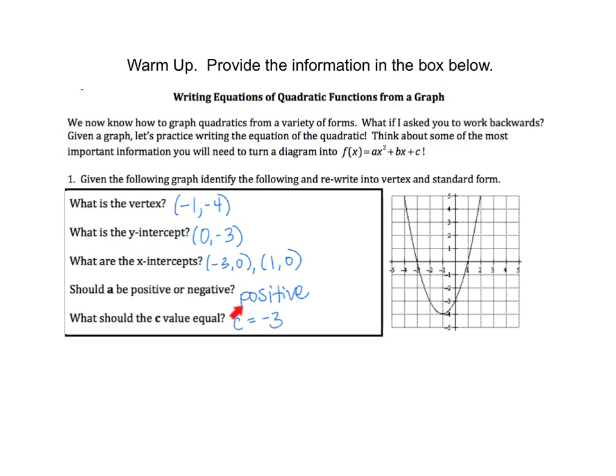a should be positive because my parabola is opening up. And the value of c is -3 because that is the y-intercept. If you put in 0 for x, you get c out. So c is -3. Now I'd like to take this information and write the equation of the parabola.